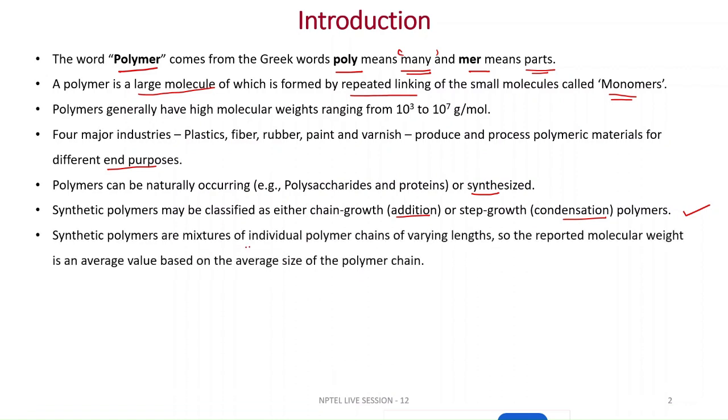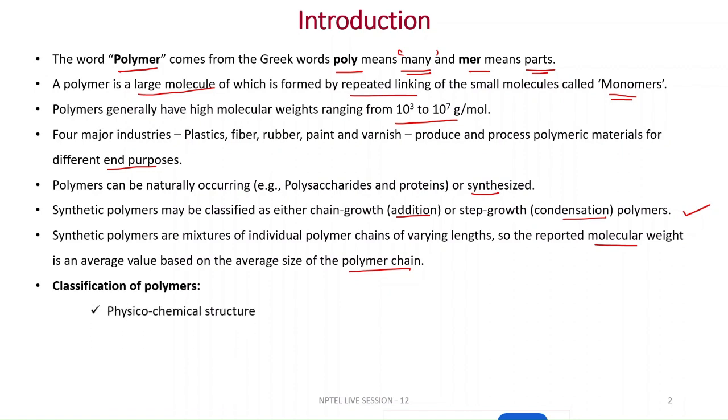Synthetic polymers are a mixture of individual polymer chains of varying lengths. So the reported molecular weight of a synthetic polymer is an average value based on the average size of the polymer chain. It ranges around 10 to the power 3 to 10 to the power 7 grams per mole. Now, this is the important part, and the rest of our lecture will be mostly based on this classification. So, on what bases can we classify the polymers?